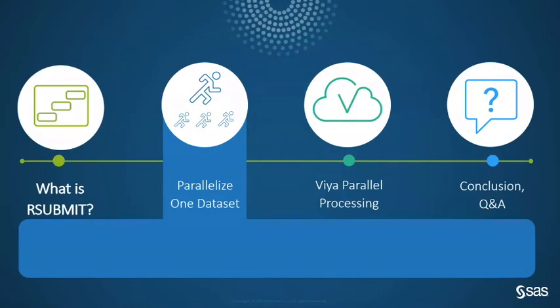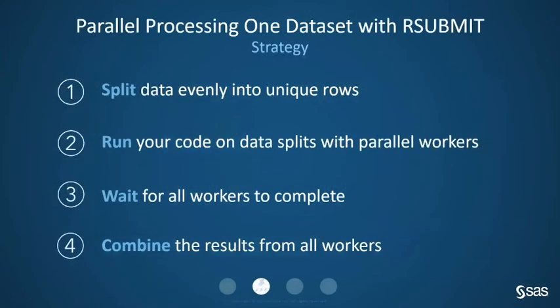We talked about how to parallelize multiple sessions, but what if we wanted to parallelize one single data set? Splitting it up into multiple chunks and analyzing those chunks individually and then giving us the results back. We could do that. And the strategy is very similar to what we did before, except the difference is we just need to figure out how to split the data evenly into unique rows. So all we're going to do is figure out how to split those up, run our code on those data splits with each parallel worker, wait for them all to complete, and then combine the results in the end. And doing this can give you some significant time savings.